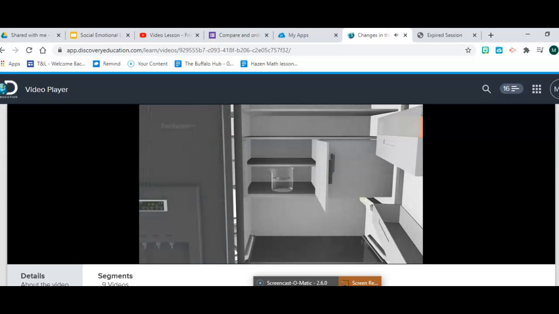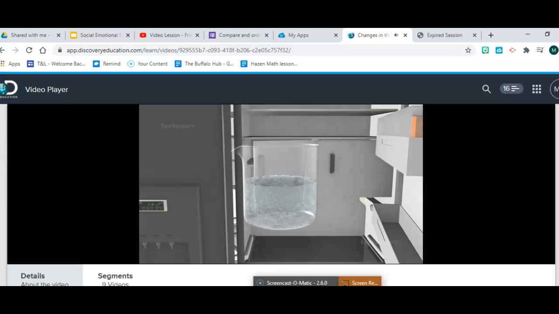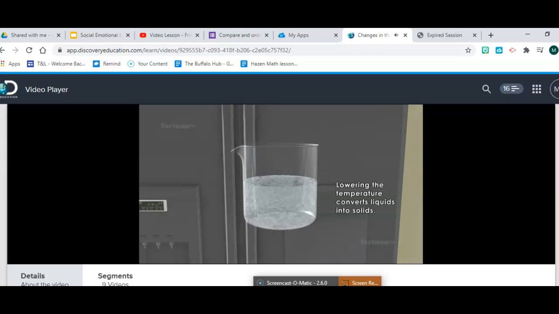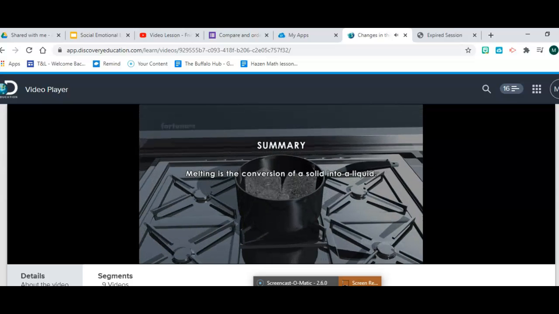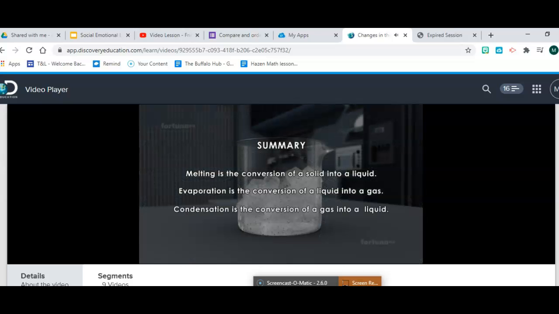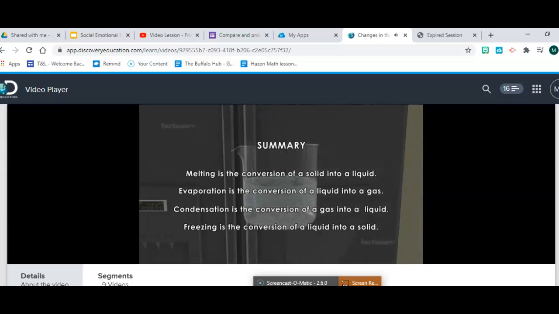Let's keep water in a freezer. After some time, we can see that the water is turned into solid ice. Lowering the temperature converts liquids into solids. The conversion of liquids to solids is called freezing. Summary. Melting is the conversion of a solid into a liquid. Evaporation is the conversion of a liquid into a gas. Condensation is the conversion of a gas into a liquid. Freezing is the conversion of a liquid into a solid.